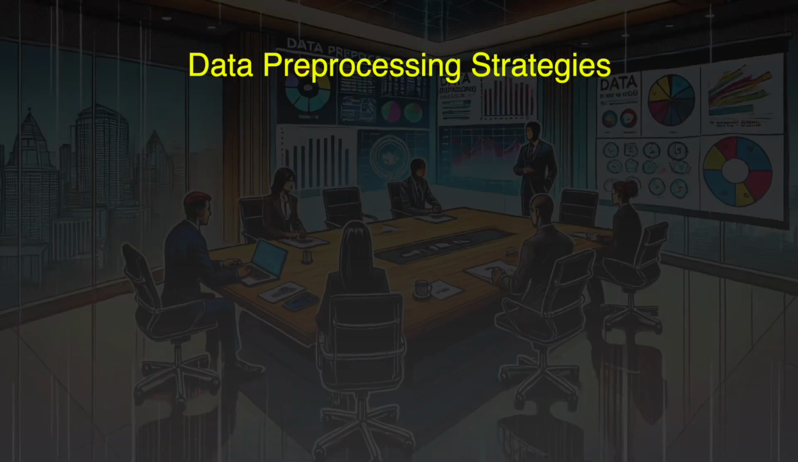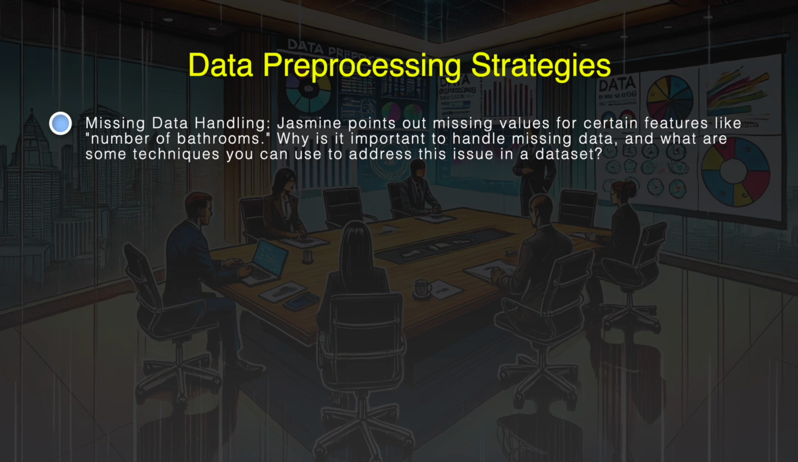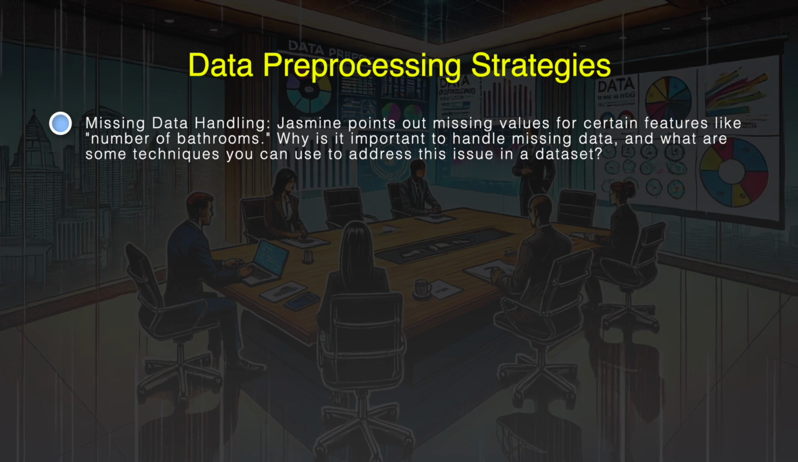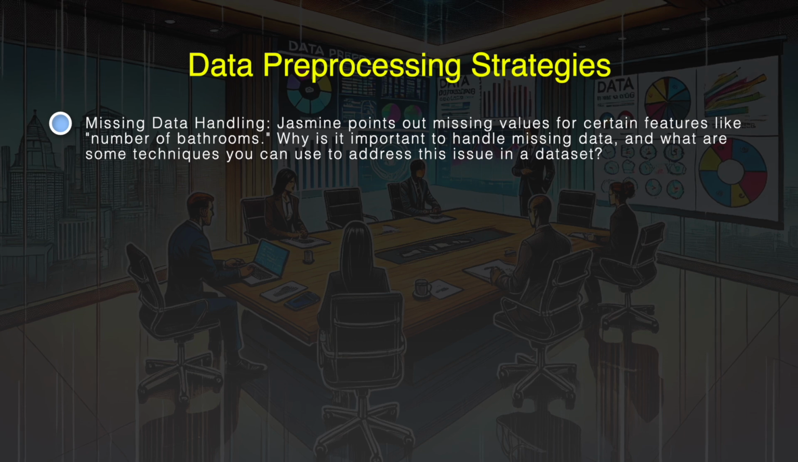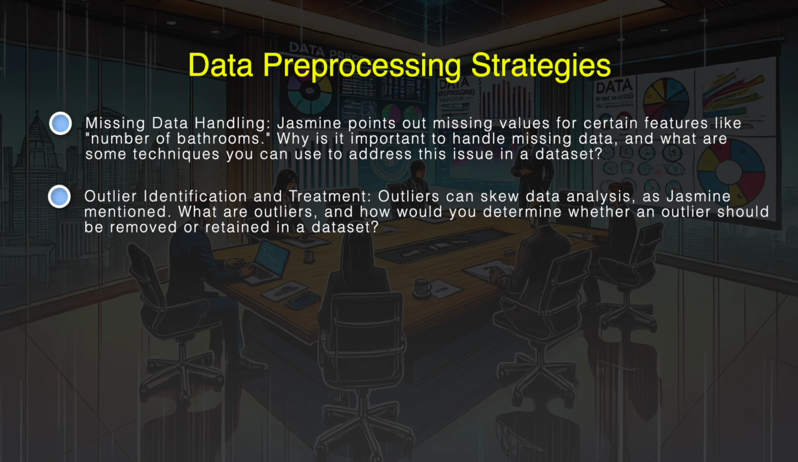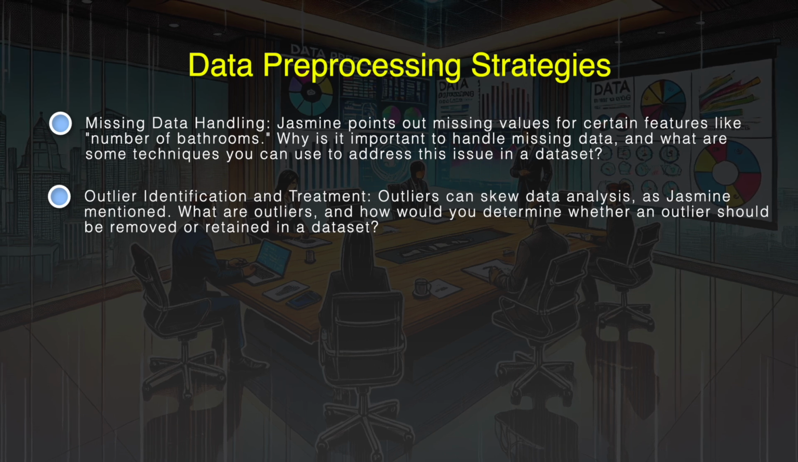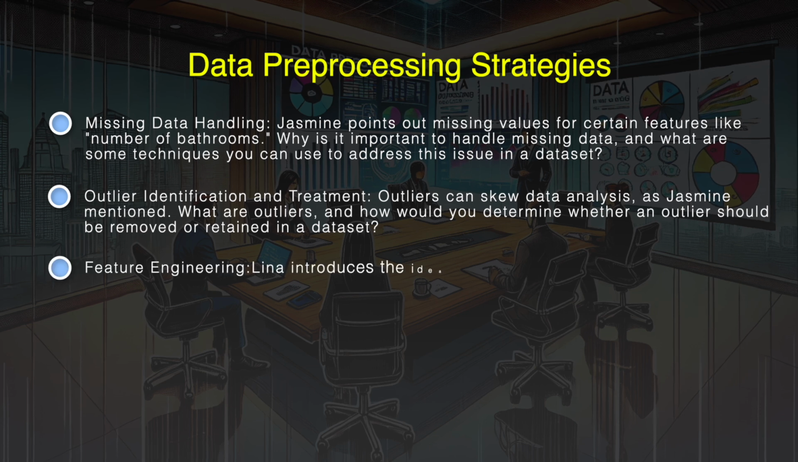Missing data handling. Jasmine points out missing values for certain features like number of bathrooms. Why is it important to handle missing data, and what are some techniques you can use to address this issue in a dataset? Outlier identification and treatment. Outliers can skew data analysis, as Jasmine mentioned. What are outliers, and how would you determine whether an outlier should be removed or retained in a dataset?